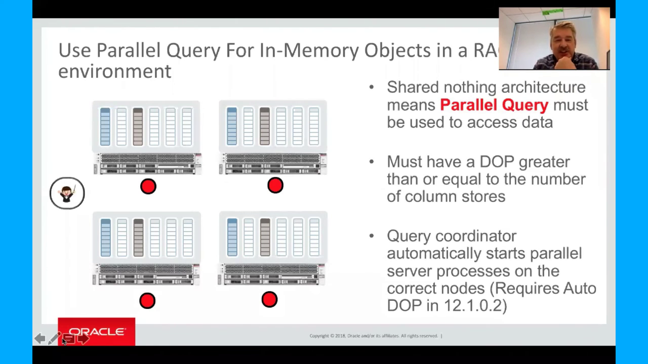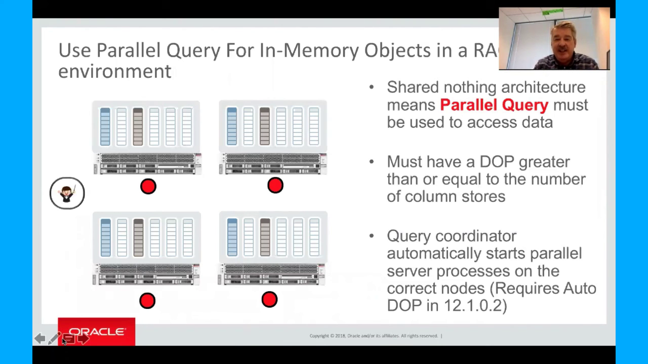But I think the takeaways there were that we don't ship IMCUs across the interconnect. So we do require parallel query. In 12.1, we require AutoDOP. You can use AutoDOP in 12.2 or 18c, or you can just ensure that you have a DOP that's as great as the number of nodes.